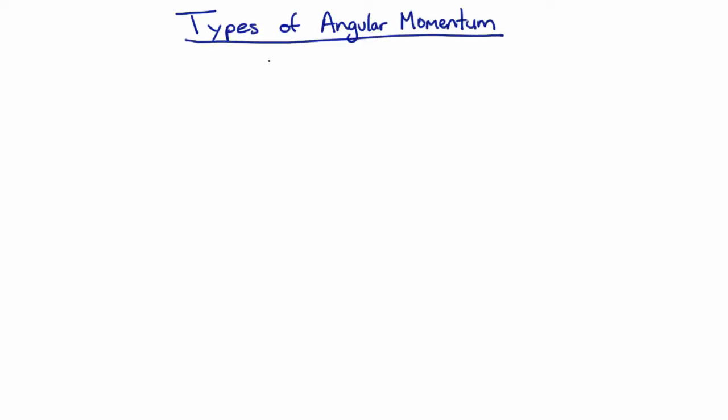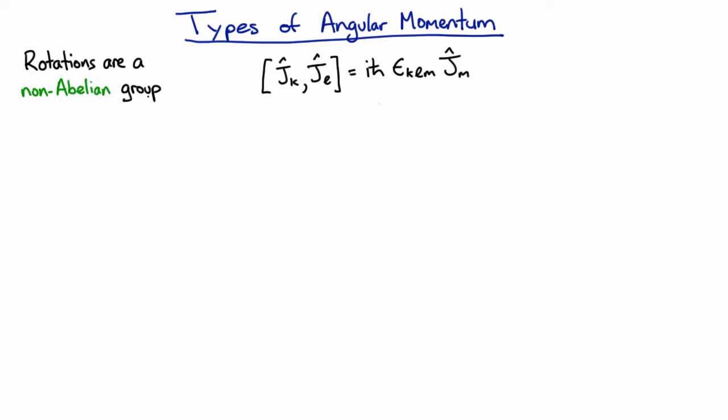So the one thing we're sure about angular momentum is that the generators obey these commutation relations. We got these commutation relations by considering the properties of rotations. And note that different components of angular momentum don't commute with each other. That means we call the rotations a non-abelian group.